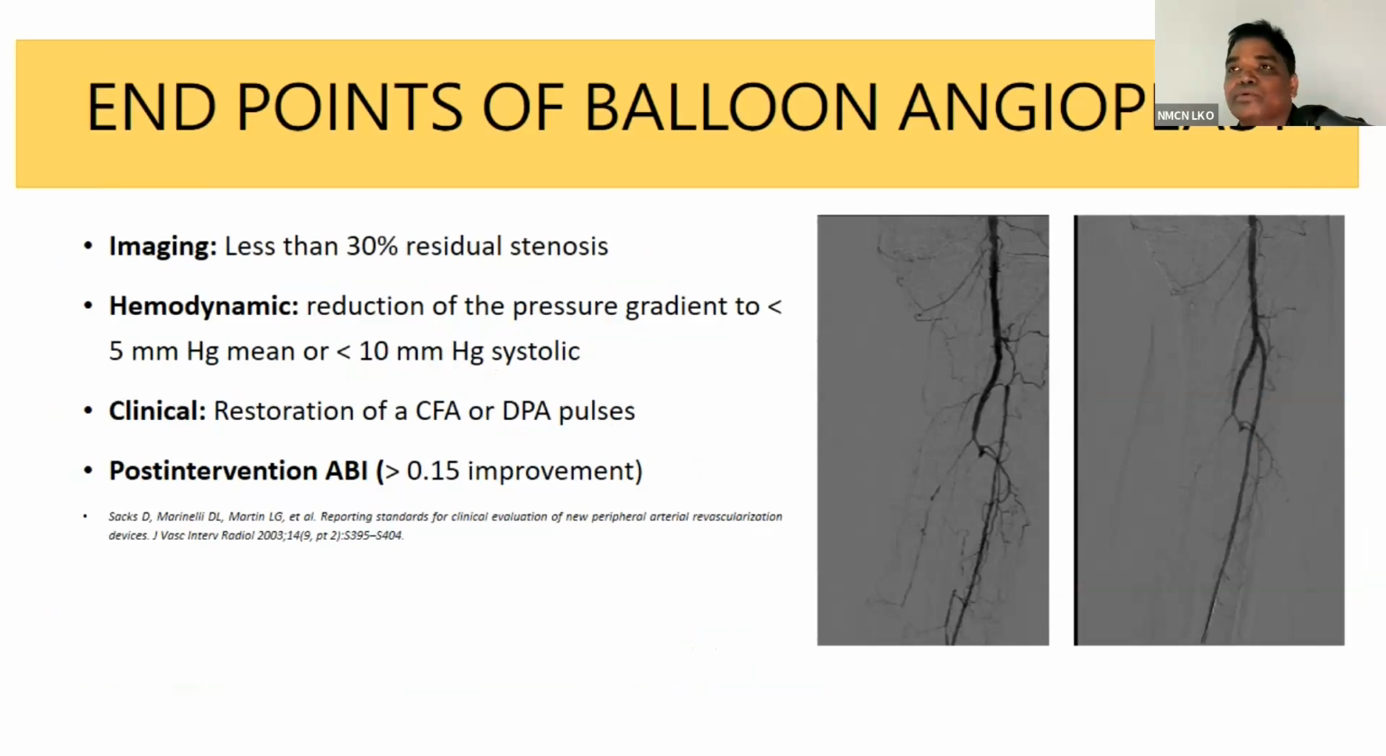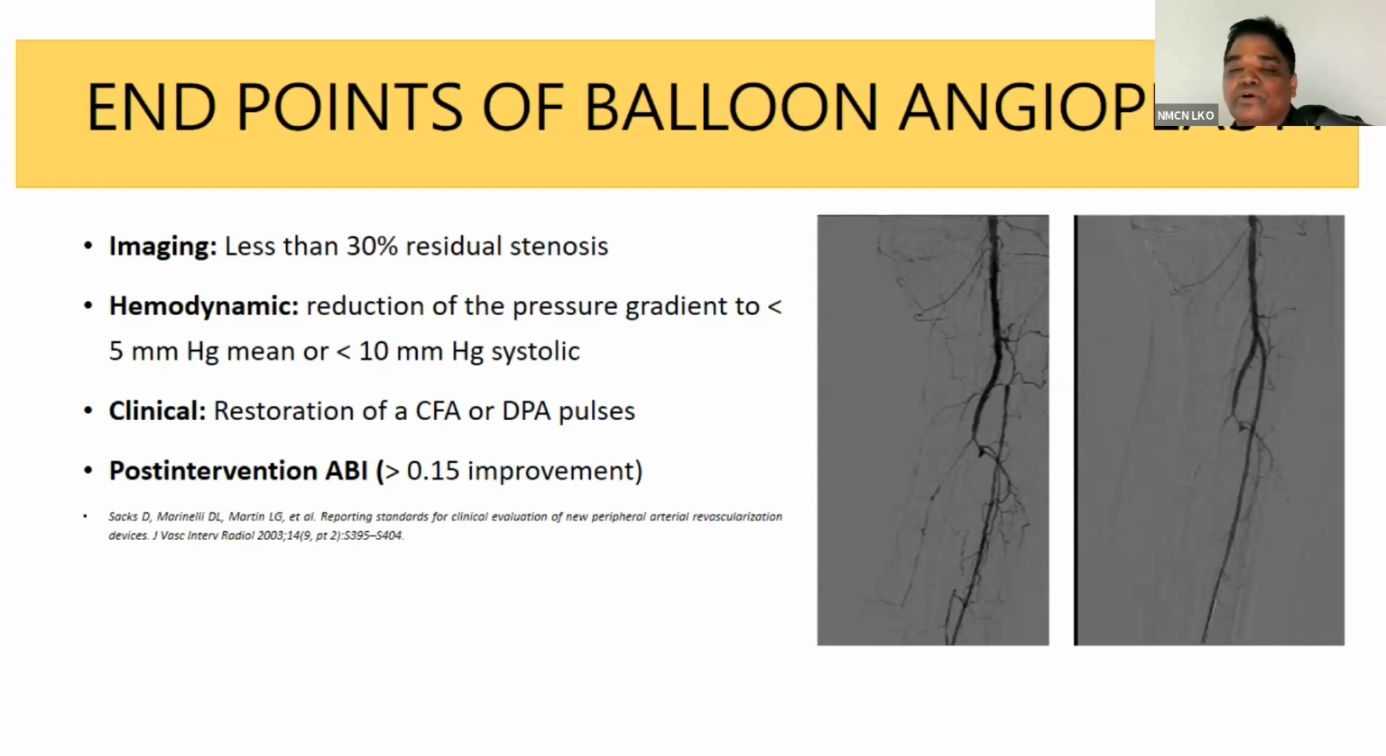So the endpoints of balloon angioplasty: how do you tell that an intervention is successful? Most of the time, we are not going to get very pristine results by doing endovascular interventions. The main aim here is to restore adequate flow to the leg arteries and to the foot. If the imaging shows less than 30% residual stenosis, it's a good result. And there should be a hemodynamic reduction in pressure across the affected side, compared with the non-affected side, of less than 5 millimeters of mercury mean, or less than 10 millimeters of mercury systolic.